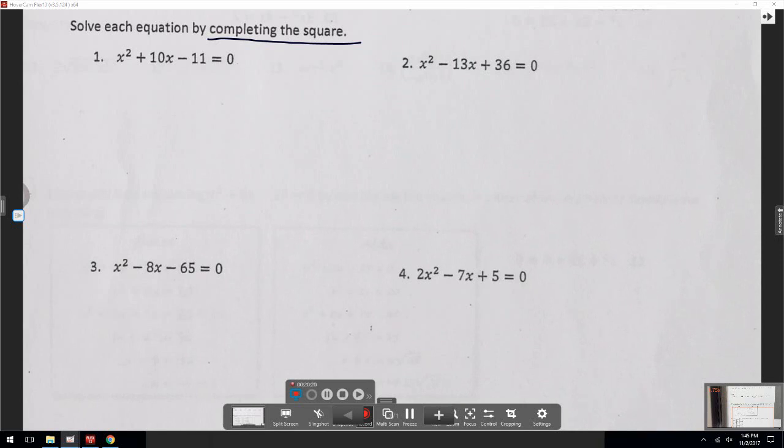All right, so number 1, you got x squared plus 10x minus 11. What does not have an x with it? 11. Then you got to move that 11 to the other side, and you get x squared plus 10x equals 11. Beautiful.